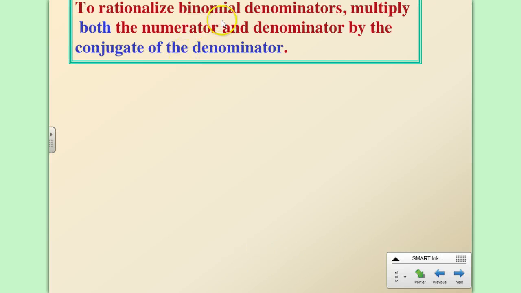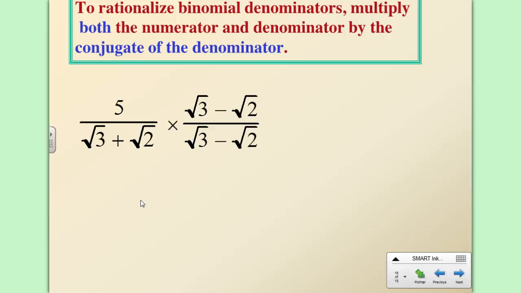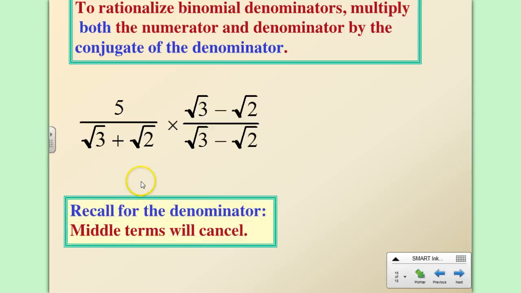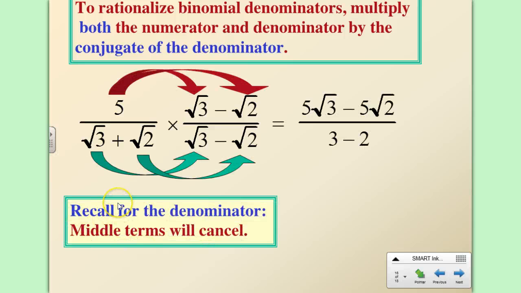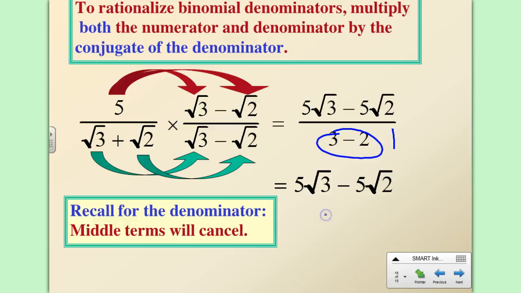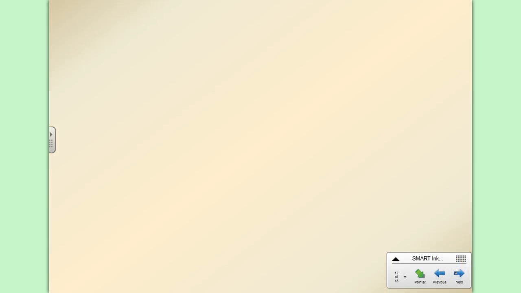What if we have binomial denominators? Well, in this case, this is where the conjugate comes into play. That powerful little tool that we learned that blew up the radicals comes into play. We'll multiply the top and bottom by the conjugate, and the middle terms blow up, so I don't need to multiply them all. So I get 5 root 3 minus 5 root 2, which then just simplifies because this denominator just becomes 1. And that is now an expression that does not have any radicals in the bottom.